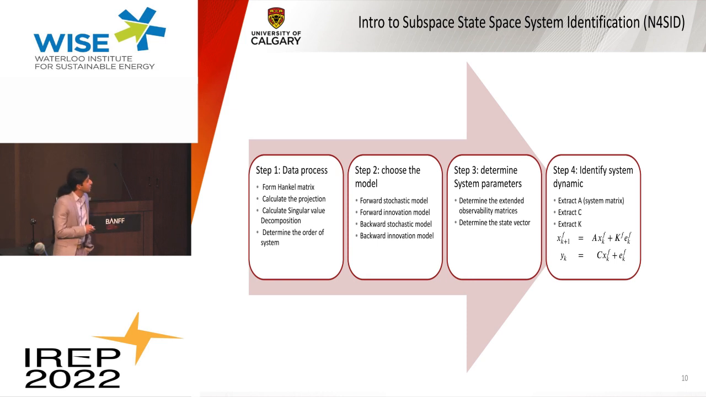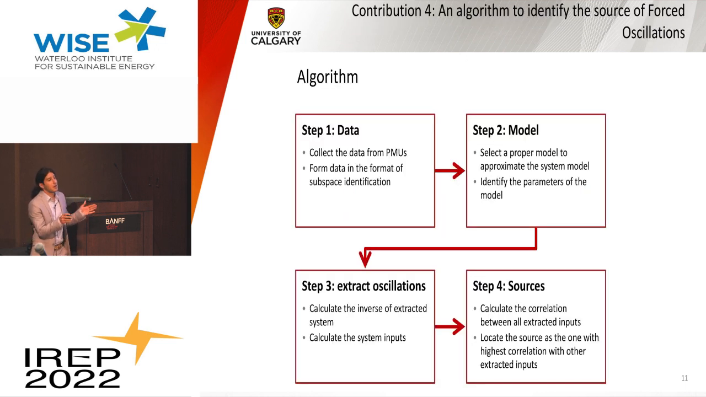I try to conceptually explain the N4C, and after that my algorithm. Each of these steps is full of mathematics. I don't want to go through the mathematics; I try to explain it step by step in a conceptual way. What we're doing in N4C: first we receive the data. We divide the data into two parts. We usually call them, in our notation, the past data and future data.